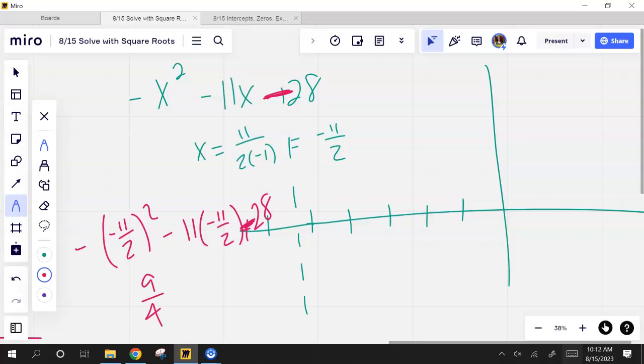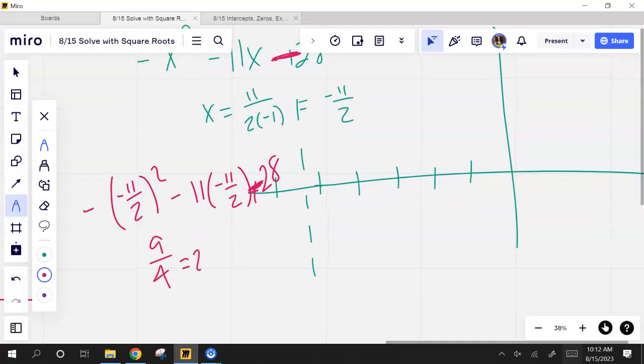So what did everybody get? You should get the same. Well, 9 over 4 is 2.25. This is negative 5.5. I bet you messed up on a sign somewhere. Did you keep the first one negative because of the negative in front? And then this became plus?